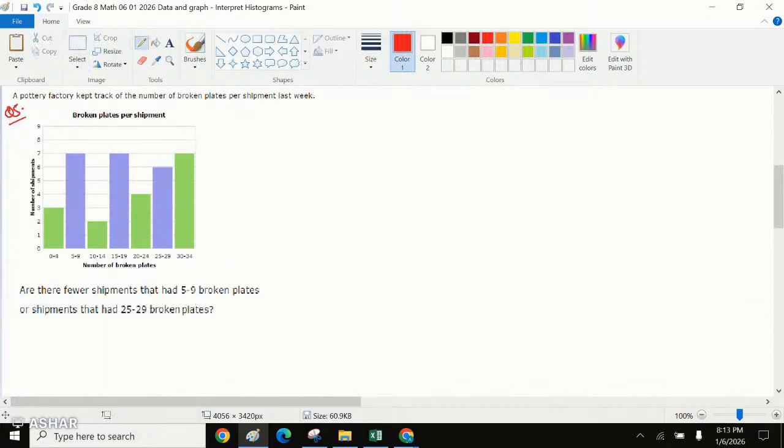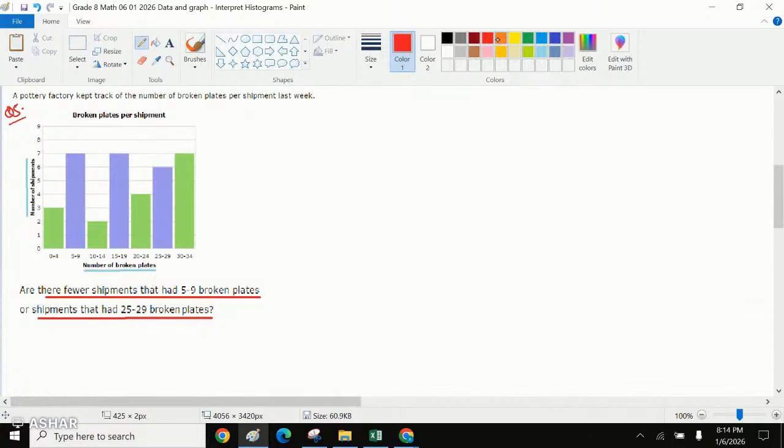Okay. A pottery factory kept track of the number of broken plates per shipment, right? A factory is making plates and different crockery. Some of the plates do get broken, right? So the first thing we do is we look at the axis. The number of broken plates is on the x-axis, and the number of shipments is on the y-axis, that is the vertical axis, okay? The question is asking, are there fewer shipments that had 5 to 9 plates, or are there shipments with 25 to 29?